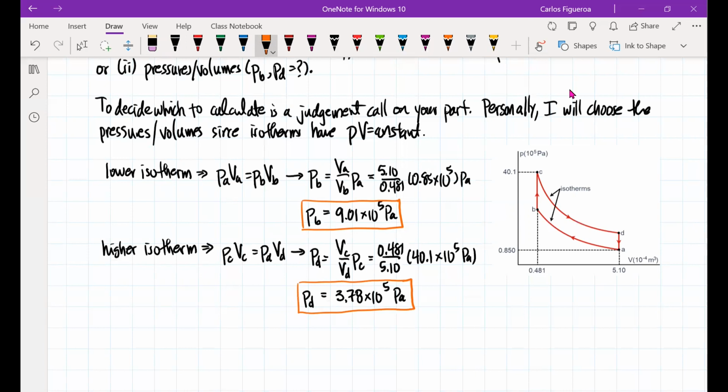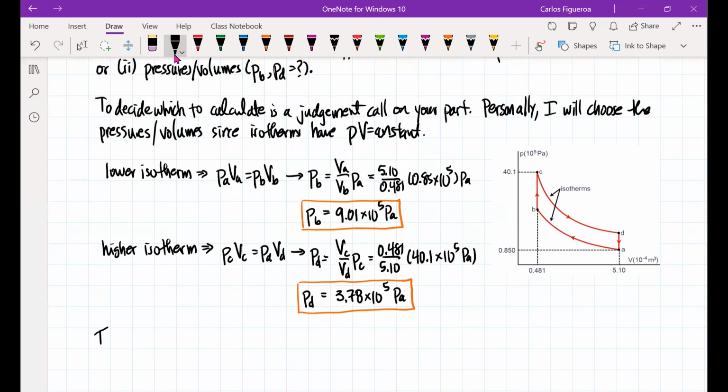Now, I could have calculated the temperature, but that takes just a tiny bit more thinking on my part, and I decided not to do that. So I now have all of the pressures. So now I could start to go in and calculate all of the details that I know for the whole cycle. Again, I either need the temperatures or I need the pressures and volumes.